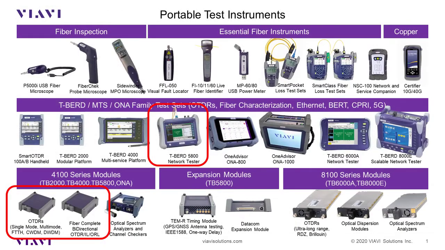To follow along, you will need a T-BERD 5800 or MTS 5800 with fiber optic software release 21.0 and a 4100 series OTDR module with the E41 OTDR PM power meter option. Fiber optic cleaning and inspection tools are needed to ensure all end faces are clean. To measure optical insertion loss, you also need an optical light source.